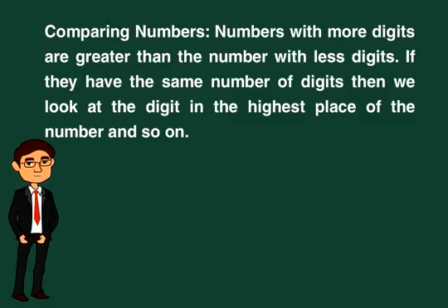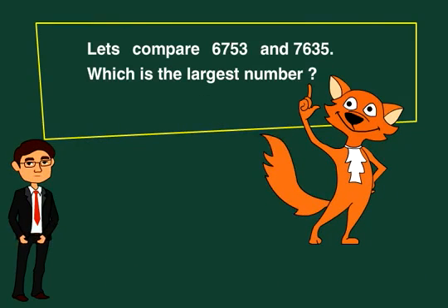Comparing numbers. Numbers with more digits are greater than numbers with fewer digits. If they have the same number of digits, then we look at the digit in the highest place of the number, and so on. Let's compare 6,753 and 7,635. Which is the largest number?